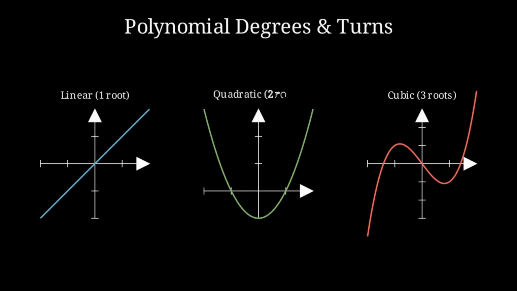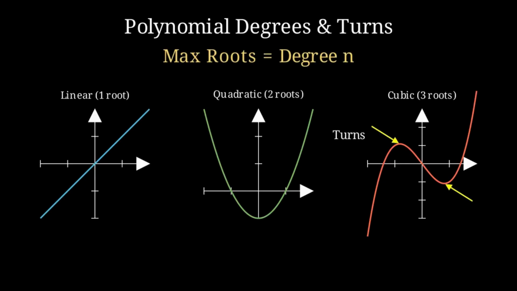The degree of a polynomial, which is its highest exponent, tells us the maximum number of real roots possible. A third-degree polynomial can have up to 3 real roots, while a fourth degree can have up to 4.